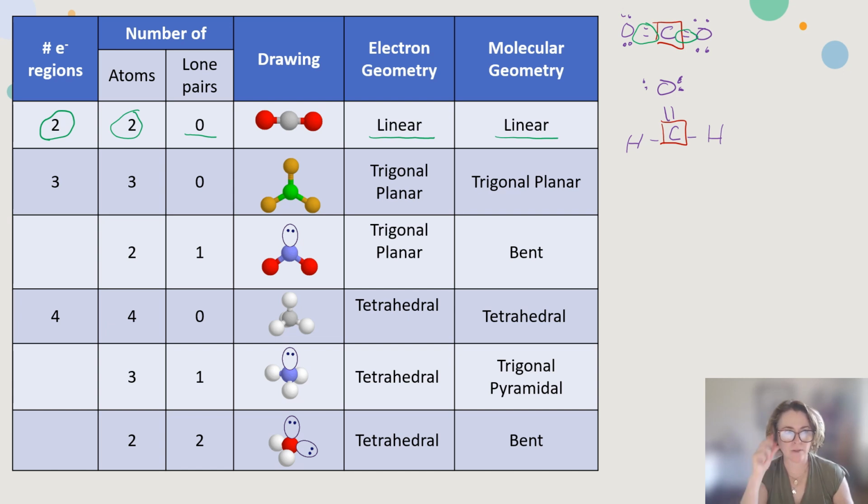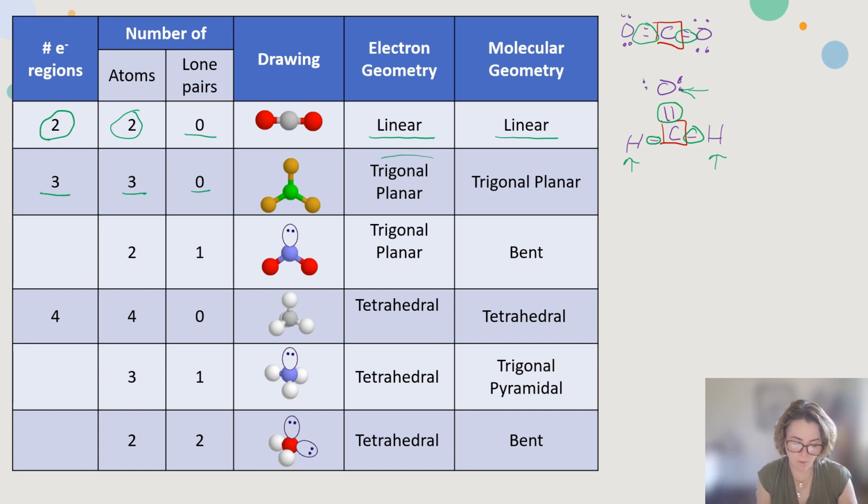And then I want to count up the number of electron regions around the carbon. I have a single bond, a double bond, and a single bond. So single bond, double bond, single bond is going to give me 3 regions around that carbon. And so now I'm going to investigate to see how many atoms and how many lone pairs I have around the carbon. I have 3 atoms around the carbon, right? I've got hydrogen, hydrogen, and oxygen. So I have 3 atoms around the carbon, and I have 0 lone pairs on the carbon.